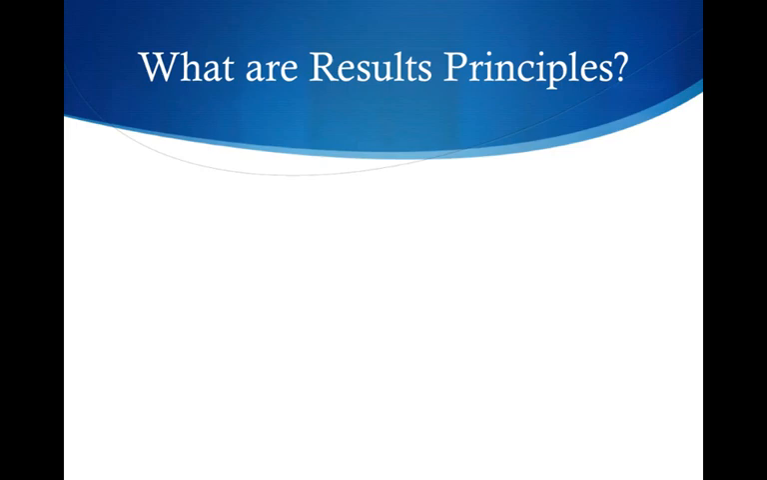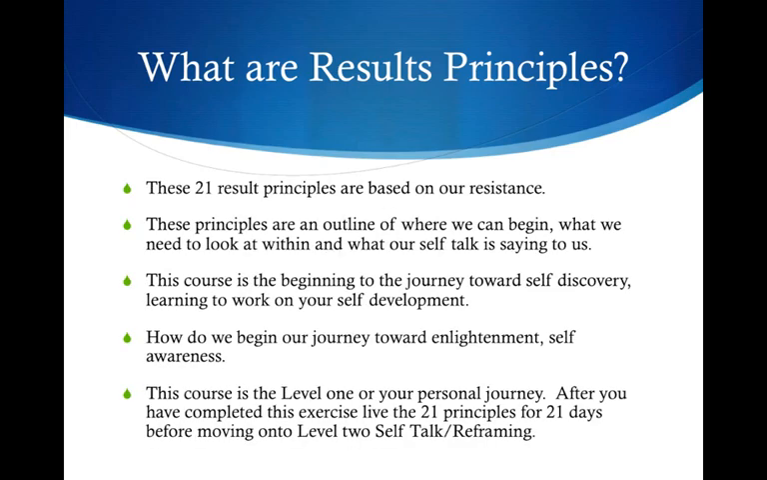What are the resistance to result principles? They are 21 result principles that are based on our resistance. They were created by Jennifer Alexander to help people understand and begin to grow their personal growth journey. The principles outline where we can begin, what we should look at, how to look within, and how to hear and recognize our self-talk and what it is saying to us.